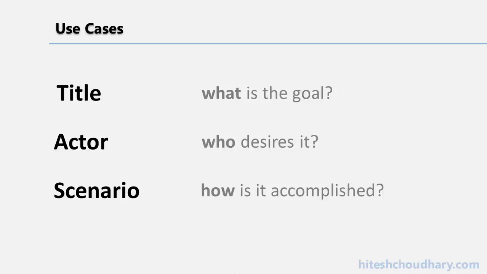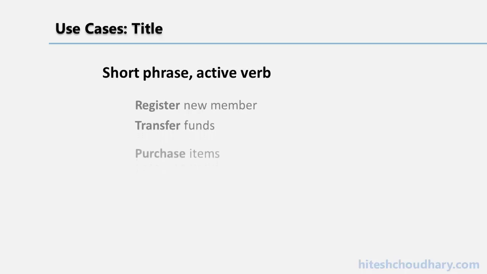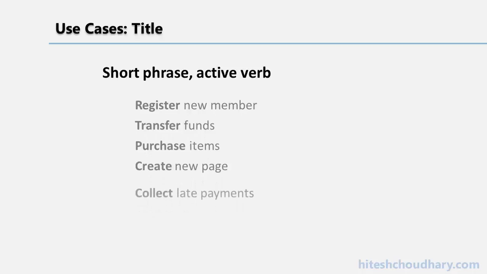Now, the best title for a use case is a short phrase with an active verb. Examples here might be register new member, transfer funds, purchase items, create new page, and so on. These could be separate use cases, separate but distinct goals of the application.